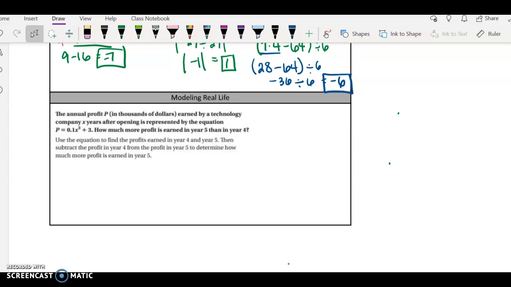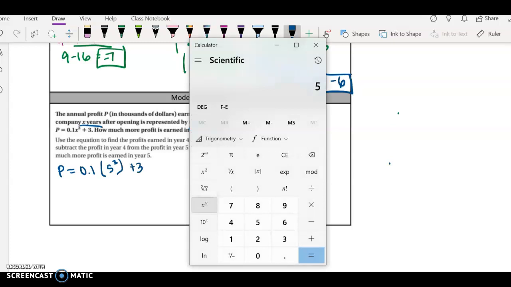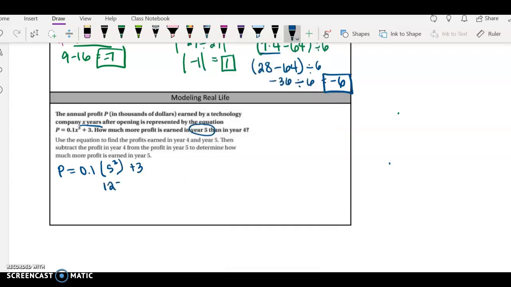So we're going to do this twice. So P, now remember our years was represented by the x. So P equals 0.1 times, and my years is, we're going to do 5 first. So 5 to the 3rd plus 3. So 5 to the 3rd gives me 125 times 0.1, and then we're going to add 3.